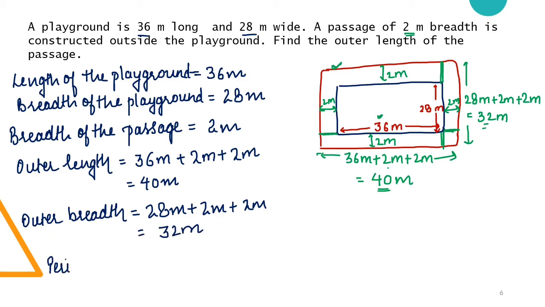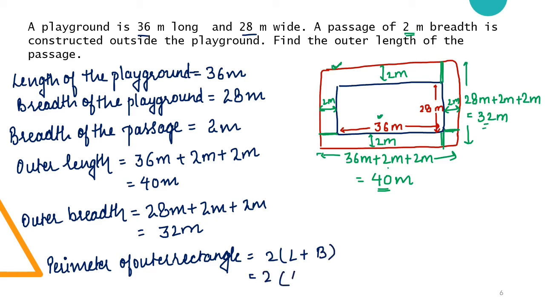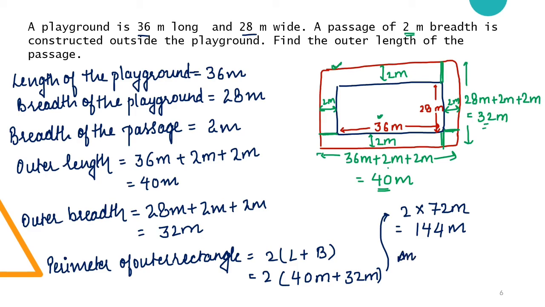And outer breadth is 28 meter plus 2 meter plus 2 meter, that is 32 meter. Now we have to find out the perimeter of the outer rectangle. It will be 2 times length plus breadth. So 2 times outer length is 40 meter, outer breadth is 32 meter. So it will be equal to 2 multiplied by 72 meter, which is 144 meter. Therefore, answer is outer length of the passage is 144 meter.